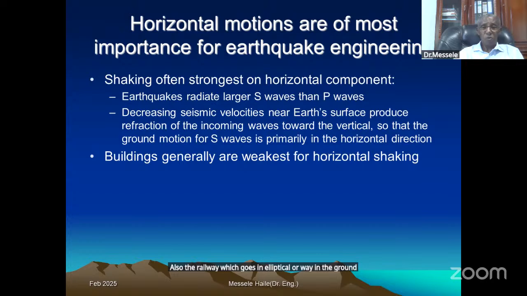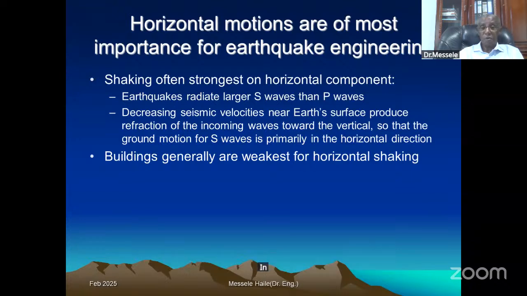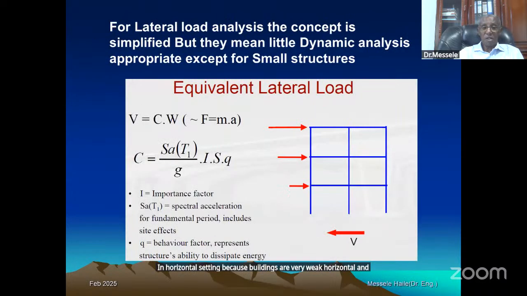So we're not much worried about vertical components. We're not much worried about P waves. We're worried about the body and surface waves in the horizontal direction, because buildings are very weak horizontally, and that's where the damage comes. Okay, we use the code method.